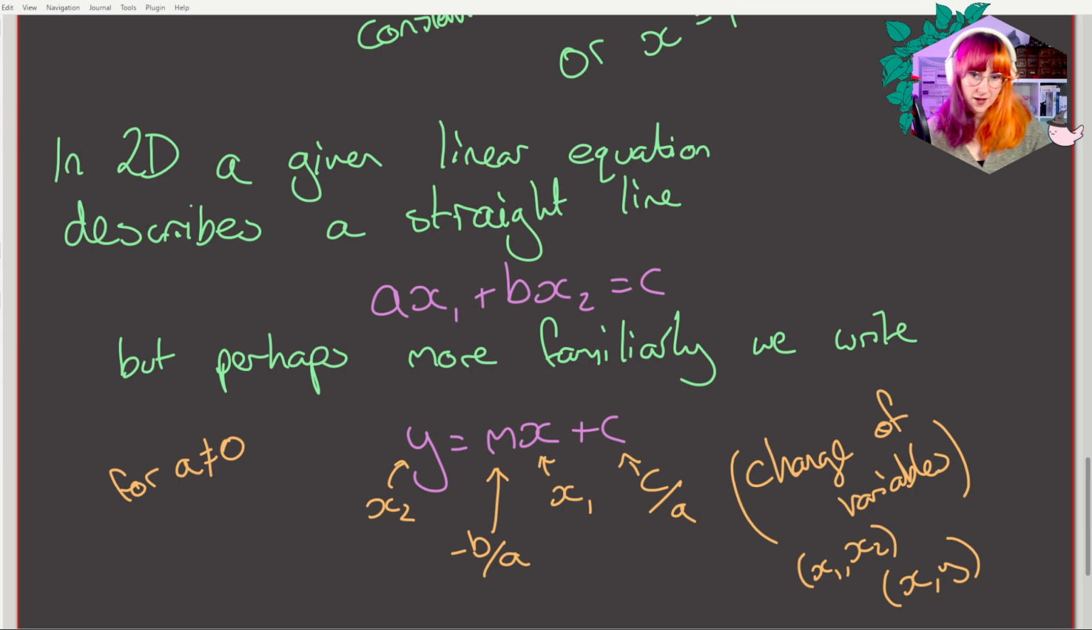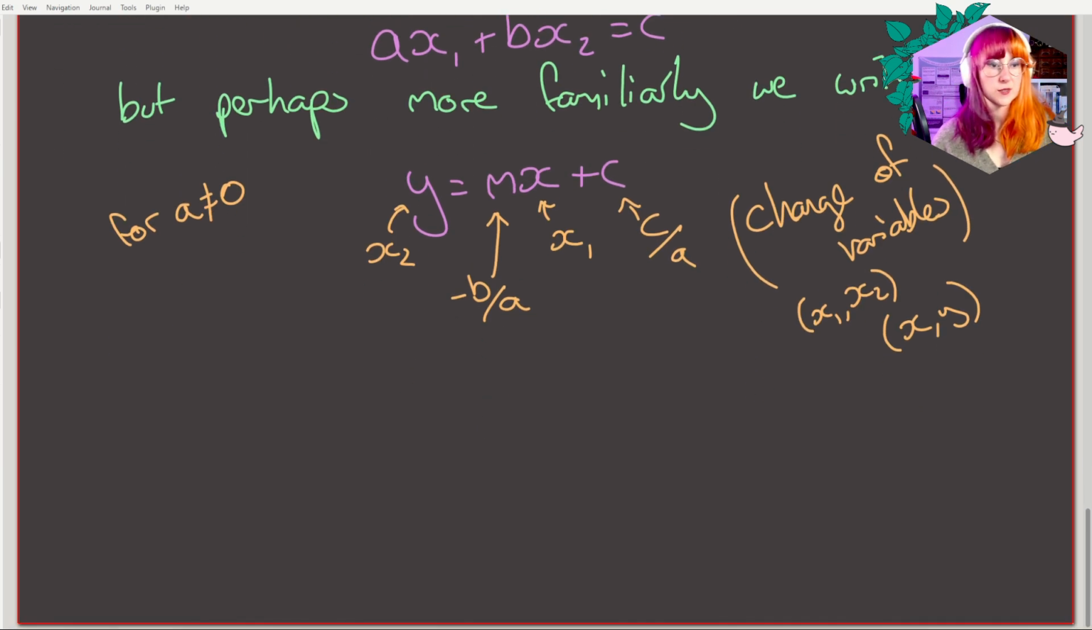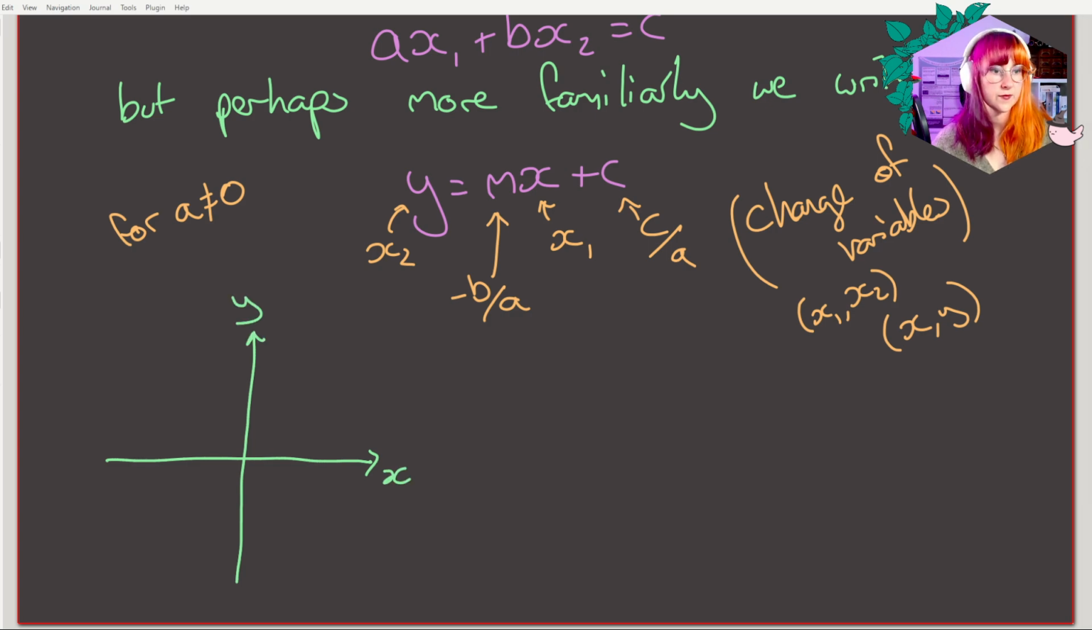Okay, and the reason that we write it in this way is because it's really nice for describing what's going on graphically. So x and y. What's wrong with c equals 0? It's just boring, isn't it?